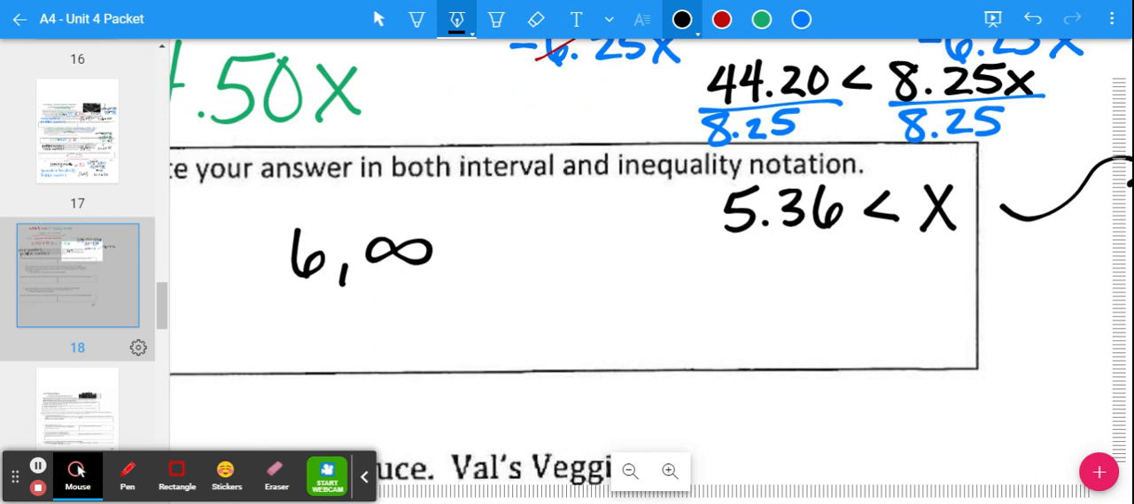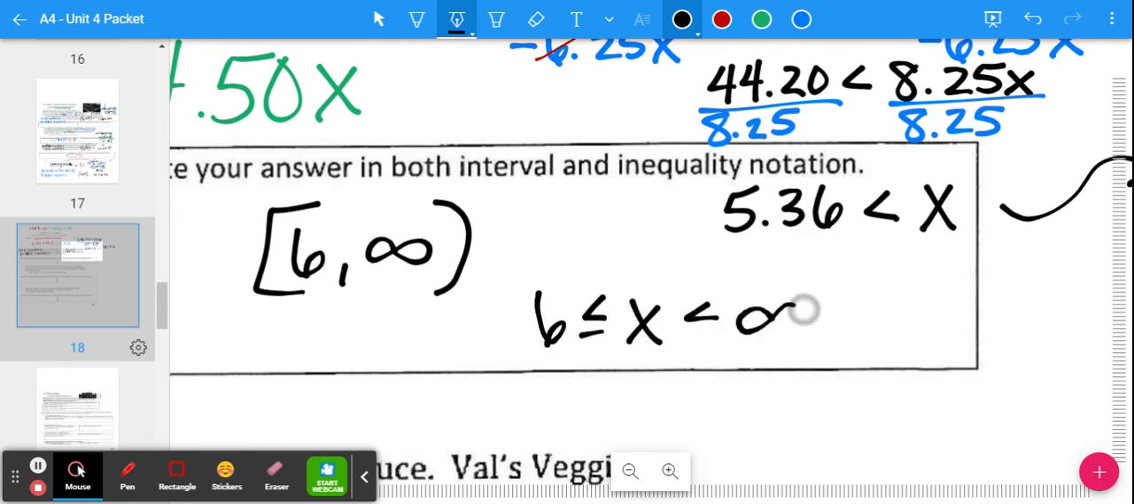Now with this 6, we can actually use a hard bracket because that value is a value that makes sense in our situation, and it's bigger than 5.36. And then we can use the parentheses on the infinity side because you can't reach infinity. It's not a value that you can plug into a situation and see if it makes sense. So as an interval, you may see it as 6 is less than or equal to x, which is less than infinity, or x is greater than or equal to 6. Those two are equivalent.